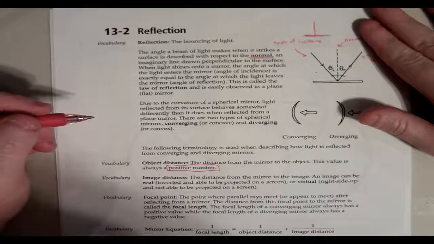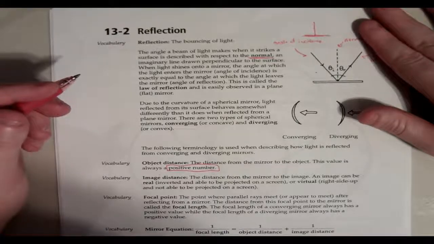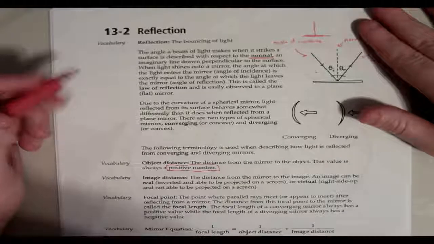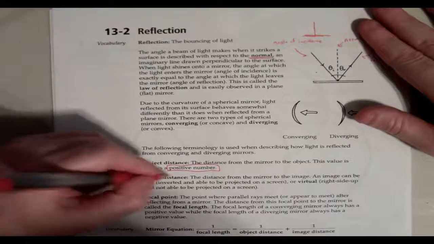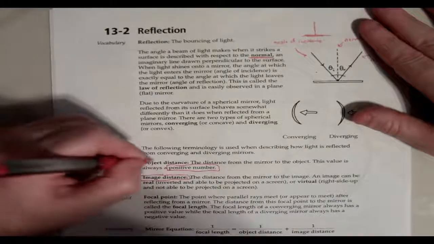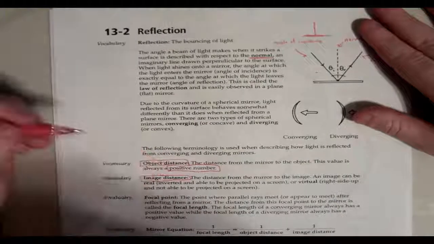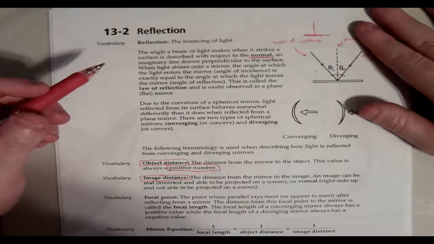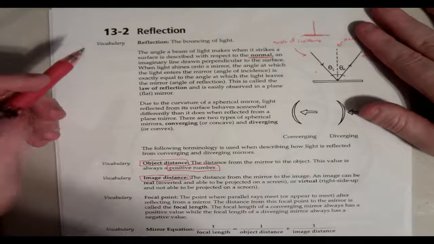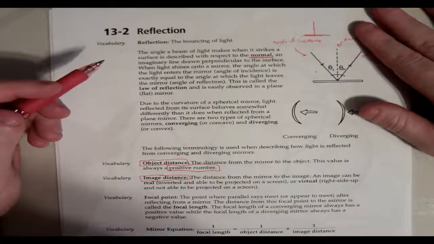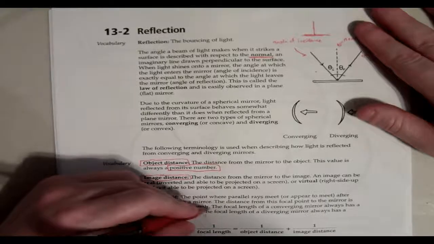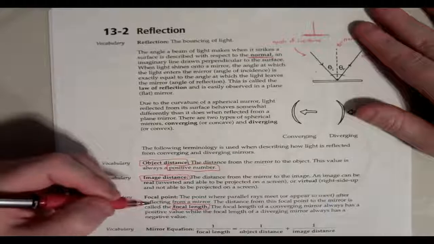An image can be real, which means inverted and able to be projected on a screen, or virtual, which means right side up and not able to be projected on the screen. Okay, so just know that this is the image distance. And then we have the object distance. Focal point, the point where parallel rays meet or appear to meet after reflecting from a mirror. So the distance from the focal point to the mirror is called the focal length.